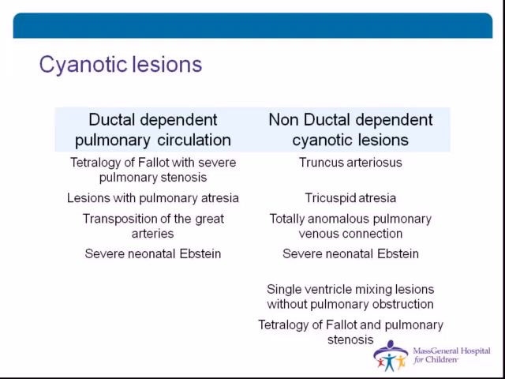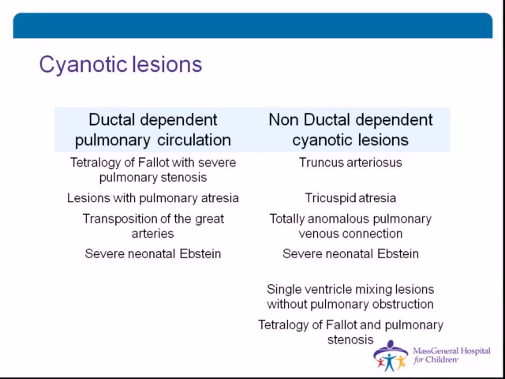There are cyanotic lesions that are ductal dependent, such as tetralogy of Fallot with severe pulmonary stenosis. Any lesion with pulmonary atresia, transposition of the great arteries, and severe neonatal Ebstein's are all examples of ductal-dependent pulmonary circulations.